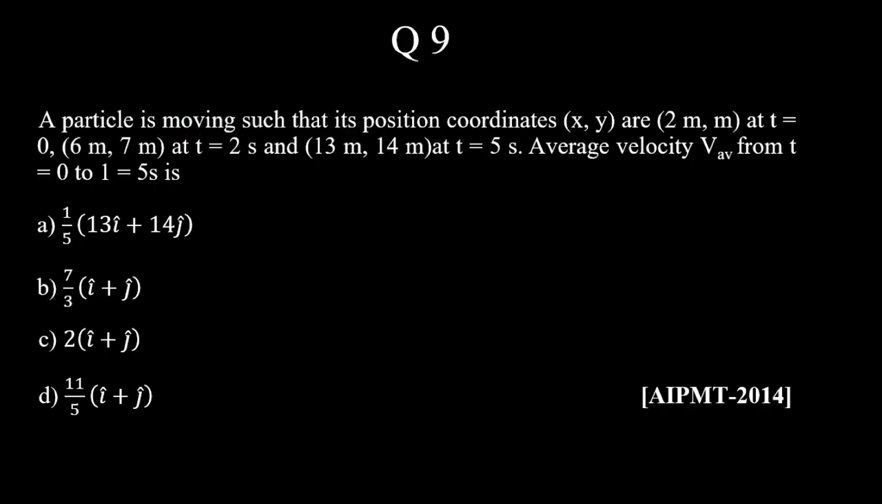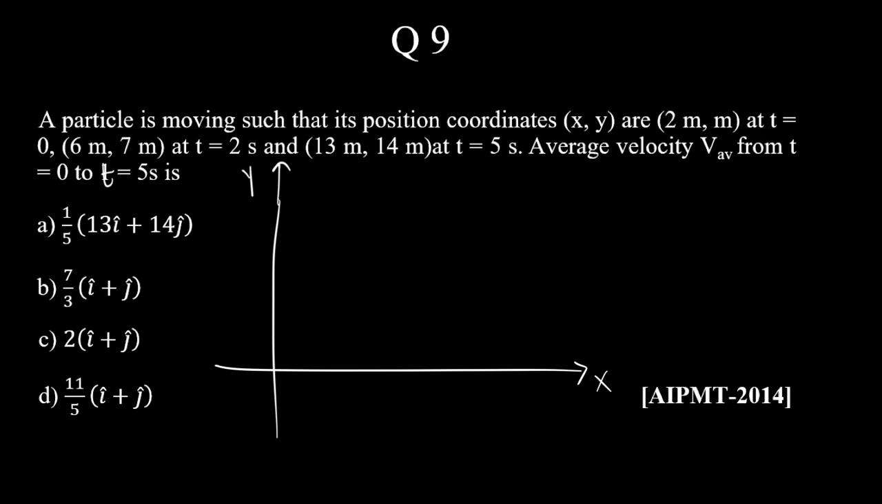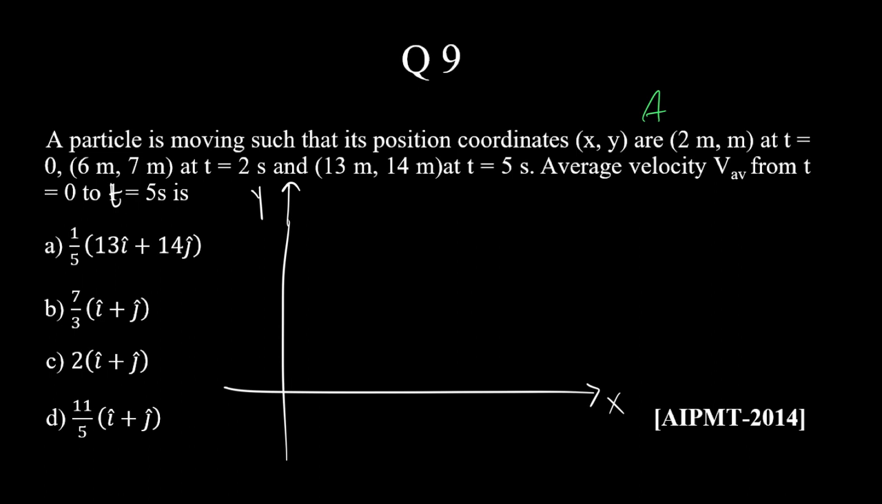A particle is moving such that its position coordinates x, y are 2, 3 at t is equal to 0, 6, 7 at t is equal to 2, 13, 14 at t is equal to 5. The average velocity from t is equal to 0 to t is equal to 5 is. Okay. So if we understand it in a coordinate axis, x-axis, y-axis, the initial point A is 2, 3, somewhere over here. And the final point B is 13, 14, say somewhere over here.